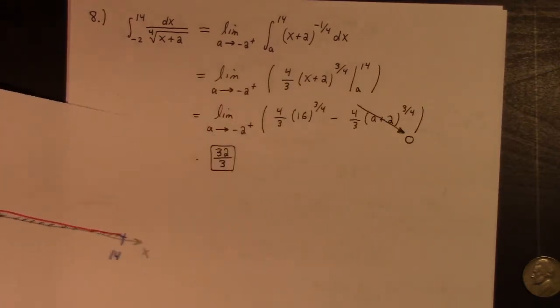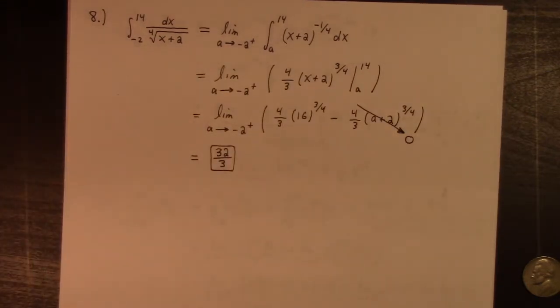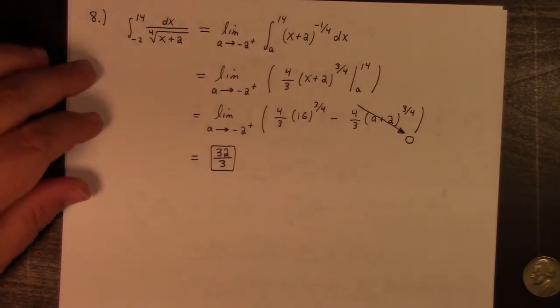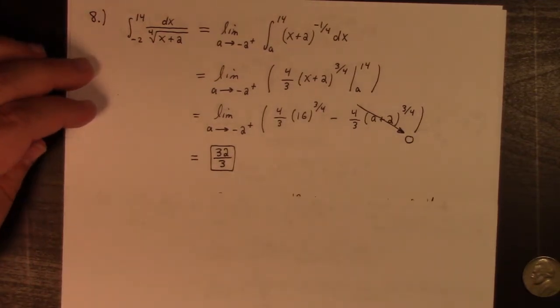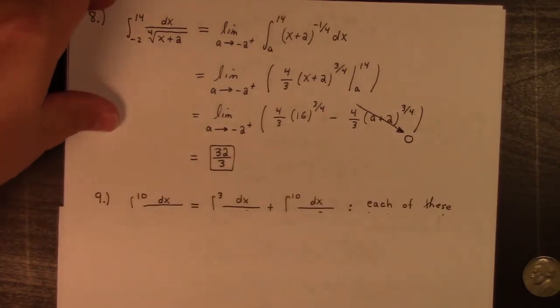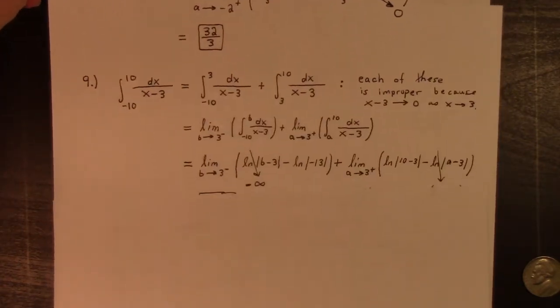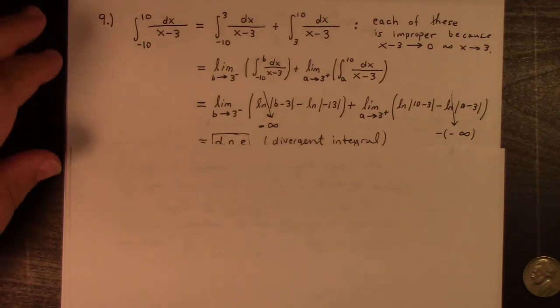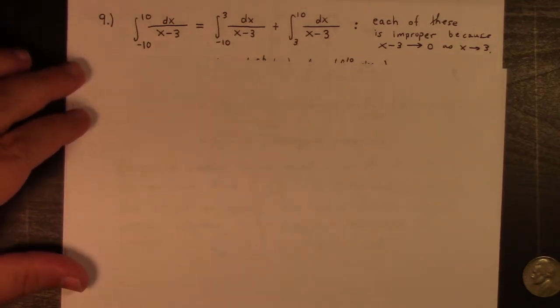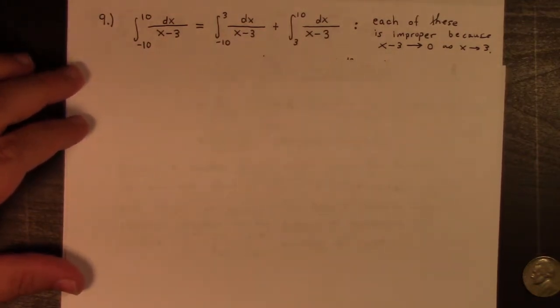Whatever that is, about 10.66666666. So there you go, example 8. Let's look at example 9. Another integral of this kind of improper type. Well, it's a little bit different.